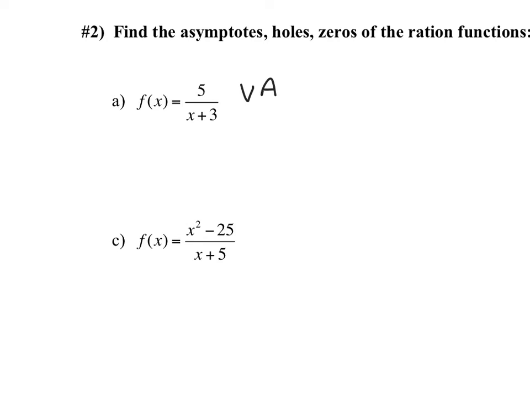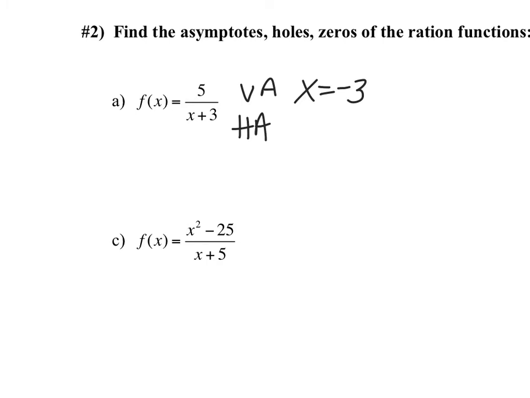So let's go ahead and first find the vertical asymptote. Vertical asymptotes are going to be the zeros of the denominator, as long as they're not holes in the graph. And so that would be x equals -3. Okay. Vertical asymptote.